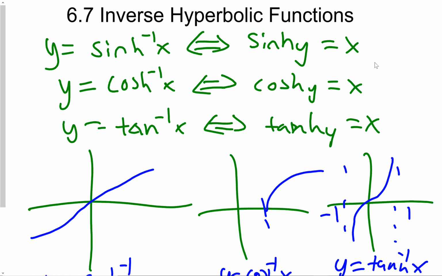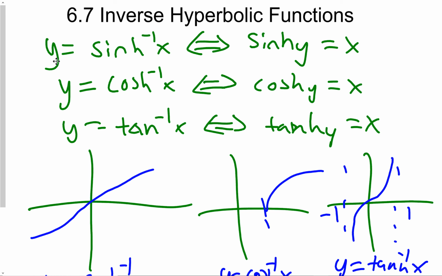In this section of 6.7, we're going to look at inverse hyperbolic functions. So that's inverse hyperbolic sine, inverse hyperbolic cosine, and inverse hyperbolic tangent. Remember with inverses, basically the x and y are switching places, right?